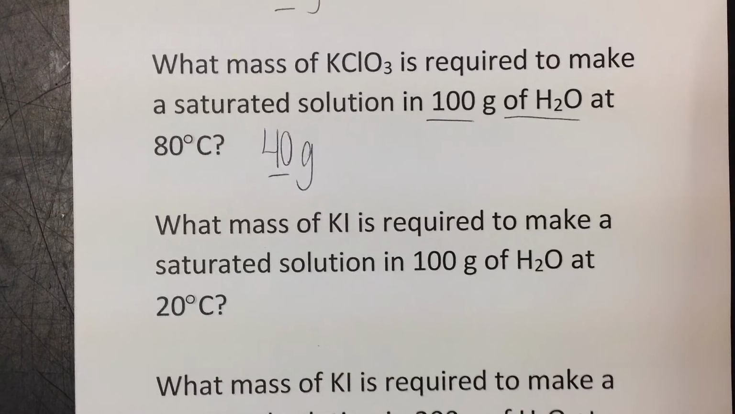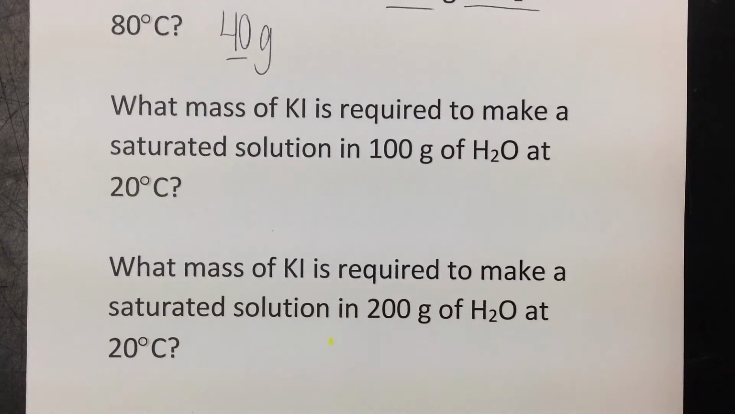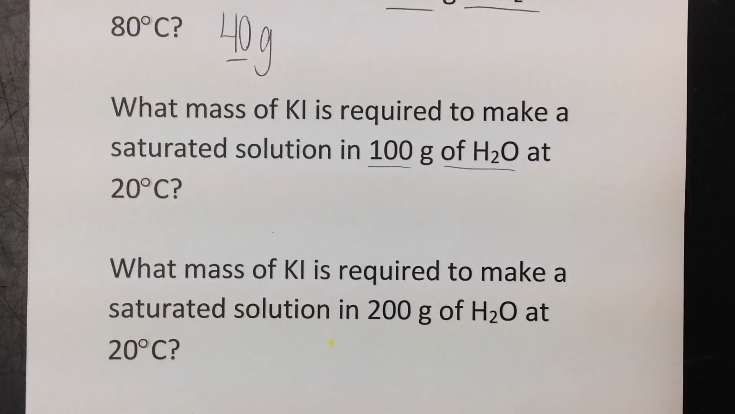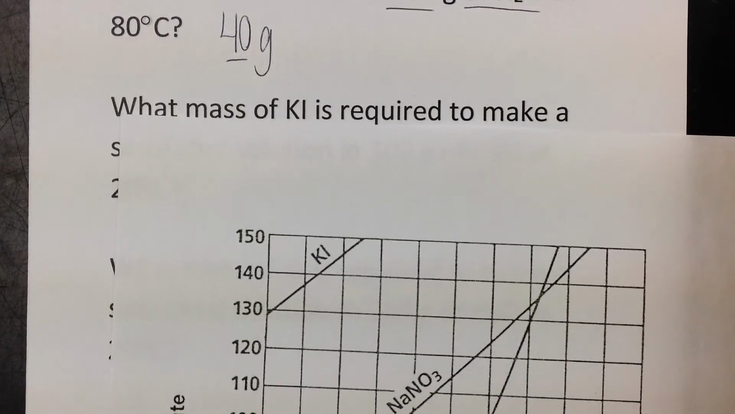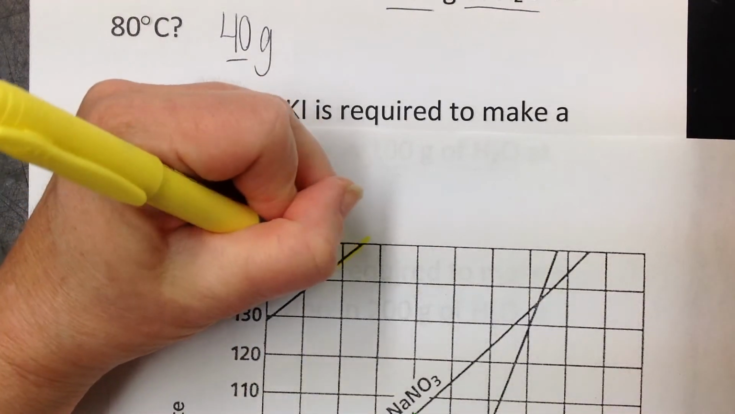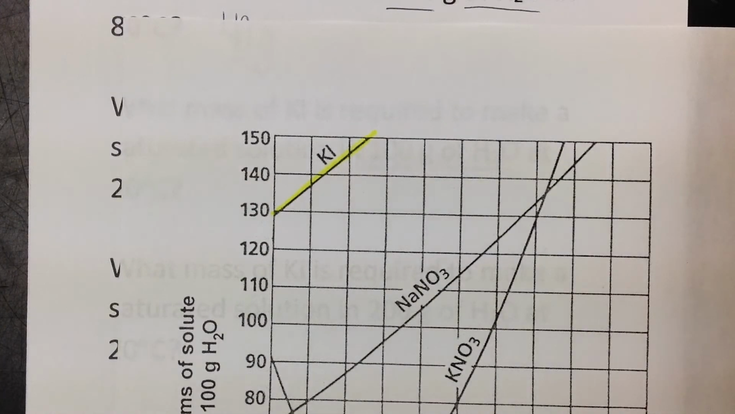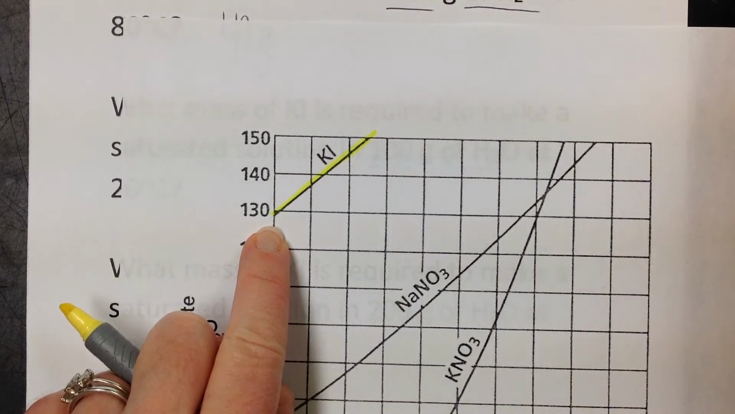So let's look at another one just like this. What mass of potassium iodide is required to make a saturated solution in 100 grams of water at 20 degrees Celsius? Again, a reminder, hey, that chart's based on 100 grams of water. And this time we are looking at potassium iodide. Now, potassium iodide is super soluble. When you look at your chart, it is way up here. I always think that's pretty interesting because at 0 degrees Celsius, you can dissolve 130 grams of potassium iodide in 100 grams of water. That is just crazy soluble.